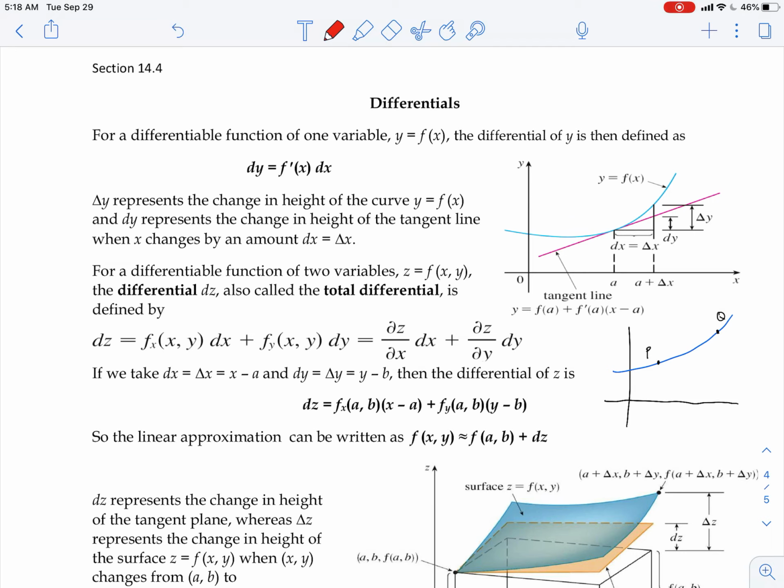So here we have the 2-dimensional system. We have a curve from P to Q. And what we're going to do is draw a tangent line at P. What's in red is going to be my tangent line. All right. Now, when we talk about differentials, there's a difference between dy and delta y.